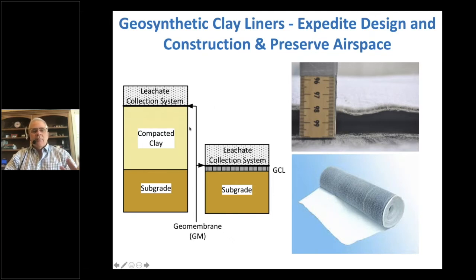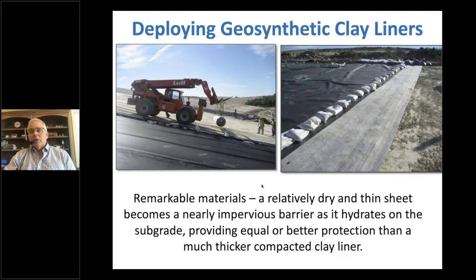And we can take something that may be half a meter or a meter thick and replace it with a GCL that's on the order of 10 millimeters, 8 millimeters thick, thinner than the thickness of your index finger. And yet it will function equally well. That's pretty remarkable, that we can replace that very thick natural compacted clay barrier with a very thin factory manufactured clay barrier, and it will work extremely well. Why does that work? Well, we'll find out. And certainly the construction aspects are much, much simpler.